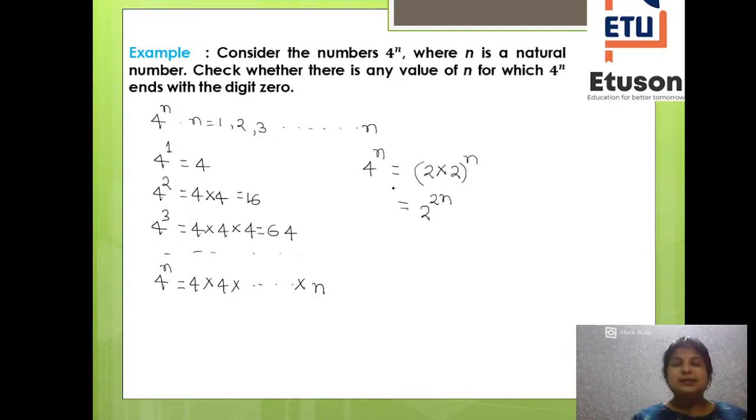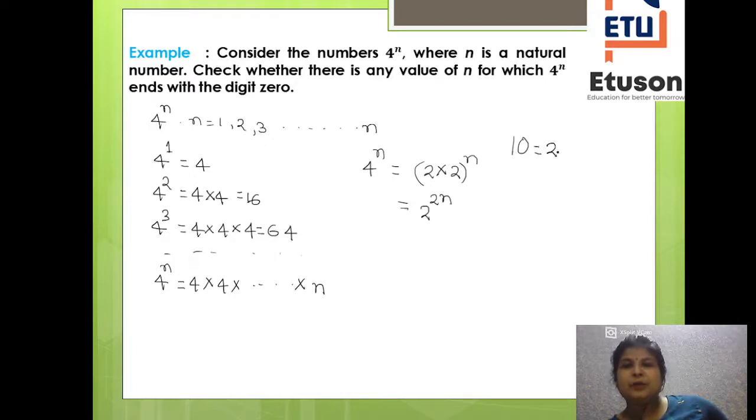Now let us understand the second part of the question, whether there is any value of n for which 4 to the power n ends with the digit 0. Now when a number ends with 0, it must have 5 as a factor. For example, suppose you have taken the number 10. 10 is equal to what? 10 is equal to 2 into 5.